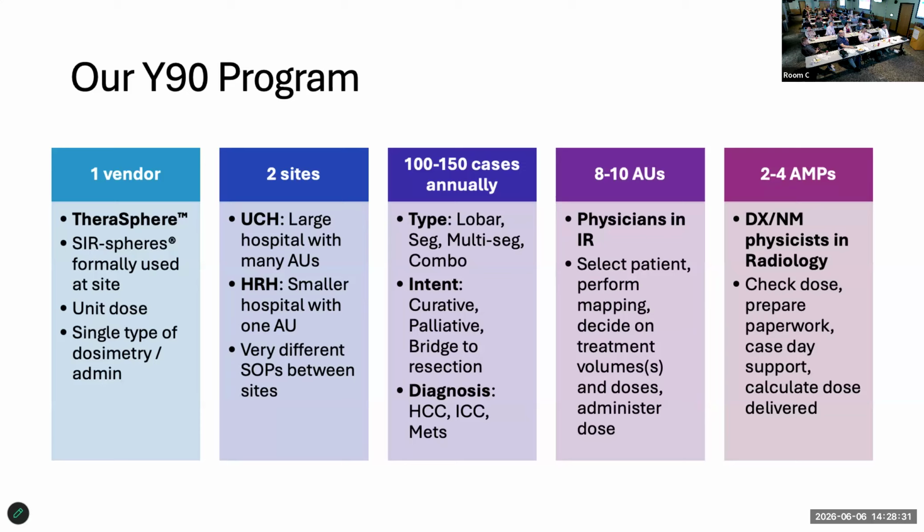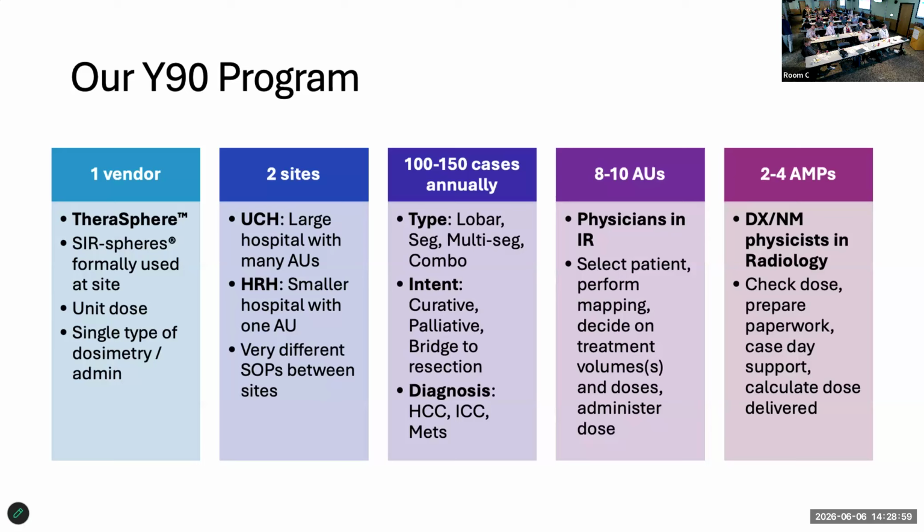We do 100 to 150 cases annually of all types. Lobar, segs, multi-segs, combinations. We have a lot of different intents as well. I would say that a good portion of our patients are going to be bridged to resection, and we have all sorts of diagnoses, so HCCs, ICCs, and metastatic. Usually, if it's mets, they're neuroendocrine mets. We do repeat patients as well. We have 8 to 10 AUs at any time.